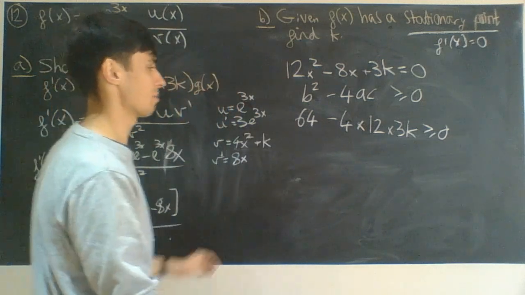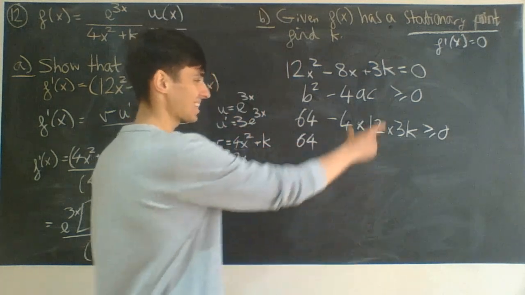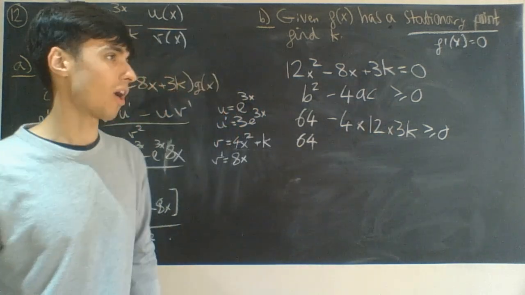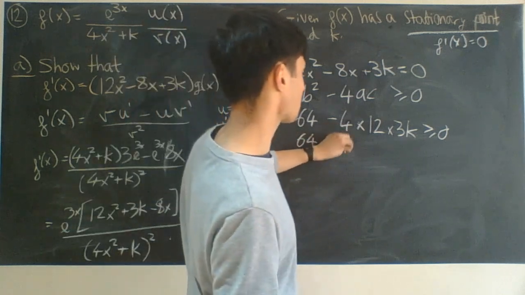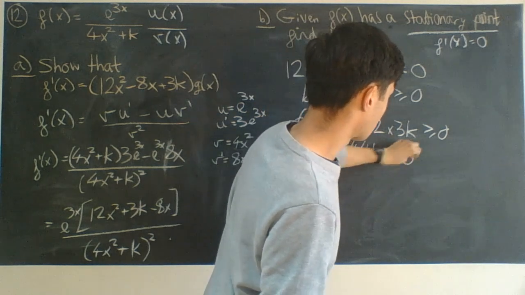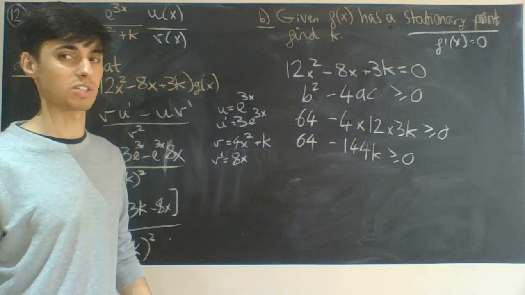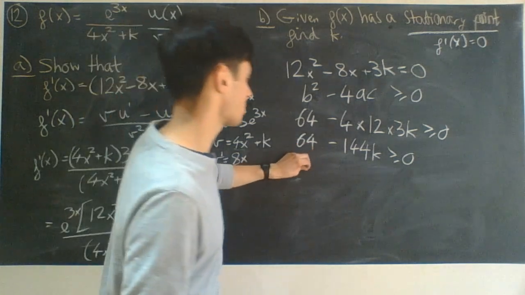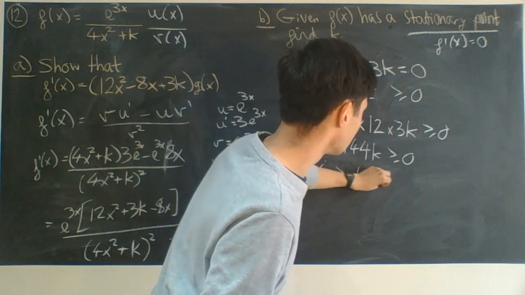Let's sort some of these numbers out. 64. And actually at this point, 4 times 12 is 48, times by 3 is 144. So 64 minus 144k is greater than or equal to 0. Let's move the 144k over to the other side. So 64 is greater than or equal to 144k.